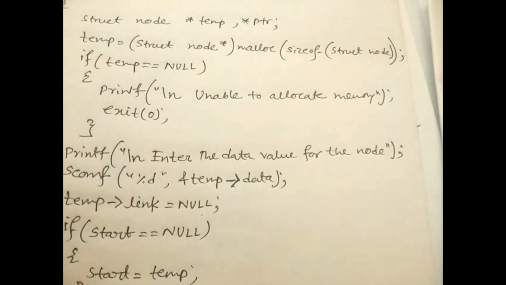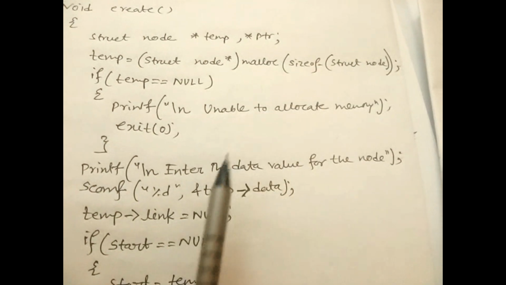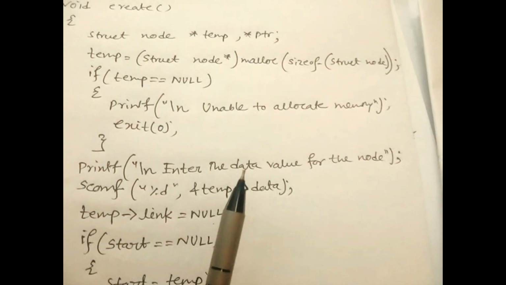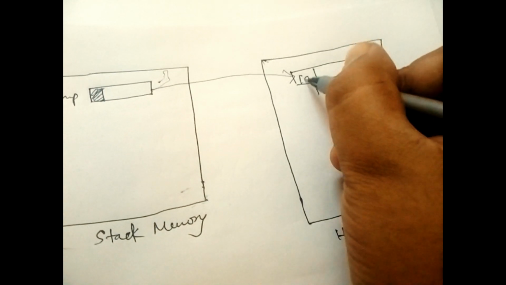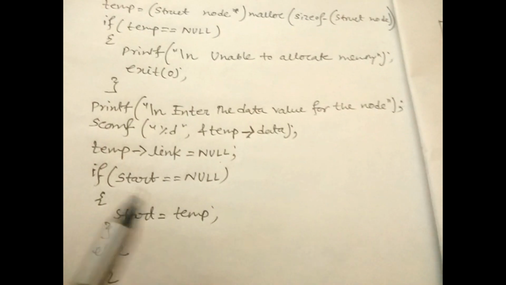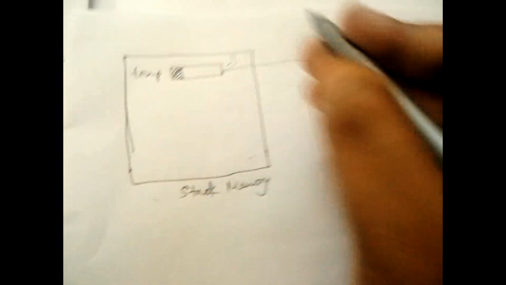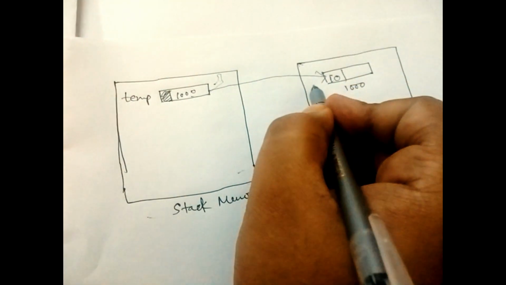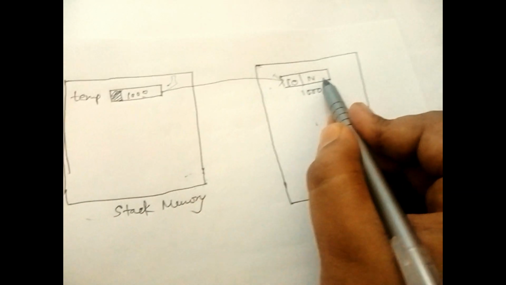Clear? So next, printf enter the data value for the node. So we are inserting a value into the data field of the node temp in this way, temp arrow data. Clear? So we are inserting, suppose, 10 here, and now temp arrow link equal to null. Temp arrow link equal to null means, because temp has 1000, that temp points to this memory and it is null.